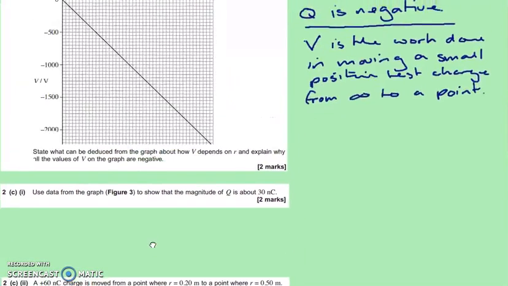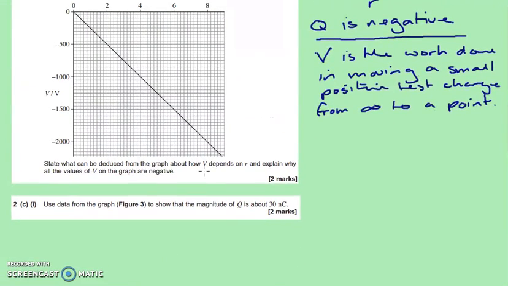Okie doke. 2c(i). So it says use data from the graph, so we'll keep the graph in view. Use data from the graph in figure 3 to show that the magnitude of Q is about 30 nanocoulombs. So what do we know? We know the electric potential. We can find r, the distance between the point we're talking about, which can be any of these points, and the charge that we're looking for.